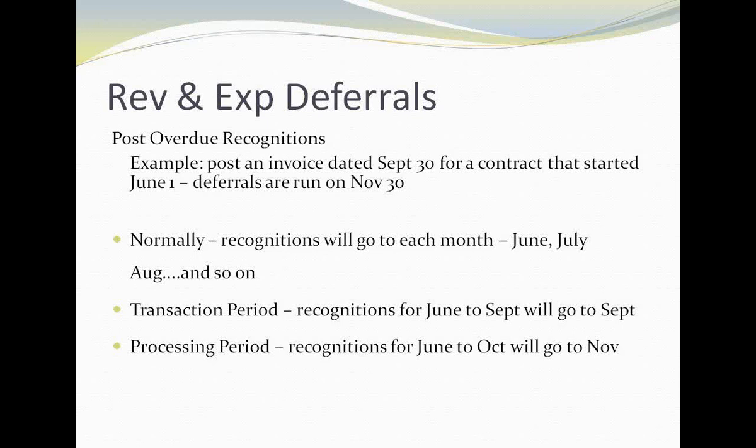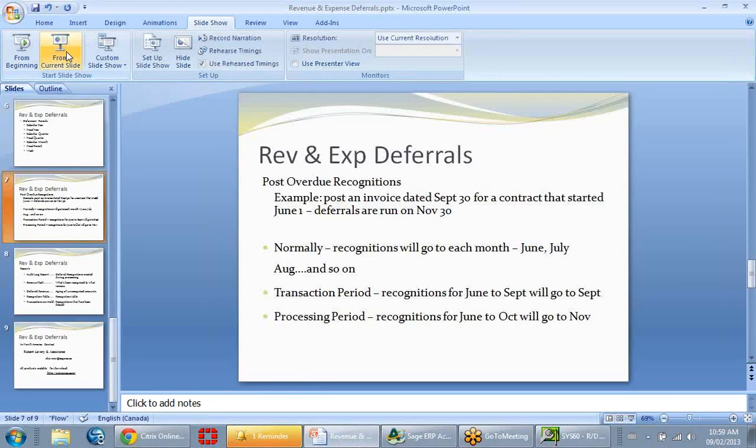So it will take all of the recognitions from June, July, August, and September and put them all into the month of September. If I choose processing period in this example, then it will actually pull all of the recognitions forward and put them all into the month of November when I'm actually running my deferral.